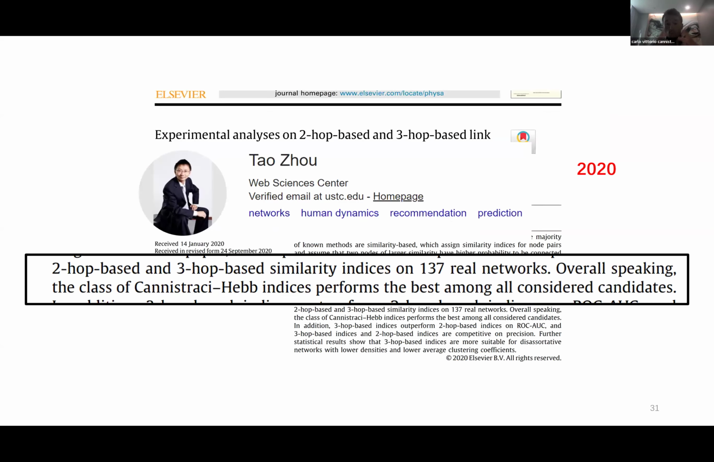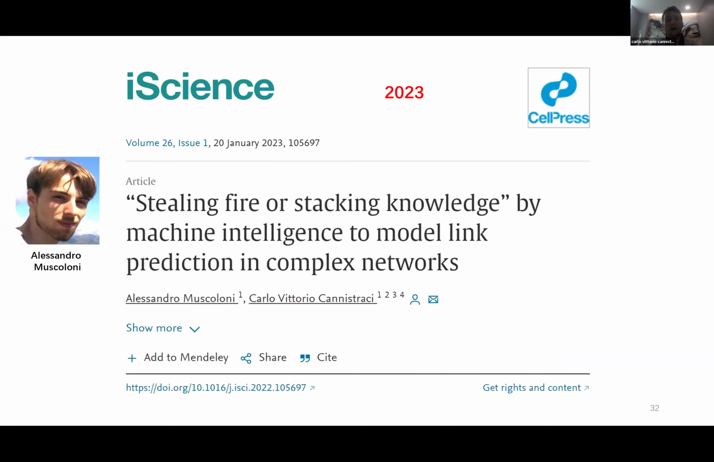And Tao Zhou tested on 137 real networks of different types of complex systems, and he concluded that overall speaking, the classical Cannistraci-Hebb index performed the best among all considered candidates. I had finally the rule of my dream. Simple, no parameter, physically based, concept explicit, so you can understand the meaning of what it's doing. And I was ready to put them in neural networks. This is an article that if you want, you can read to have a history and a knowledge about all of that.